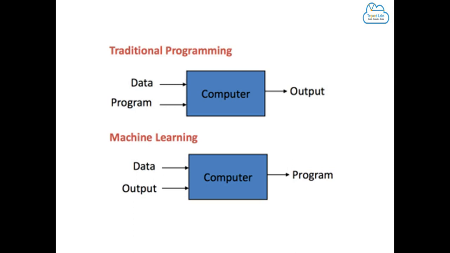So if you're not getting the output, either your data is in another bad format or your program is wrong. That is the case with traditional programming. But what happens in machine learning is you are giving the data and you are giving the output, but the computer is generating a program. So what is the data and what is the output?